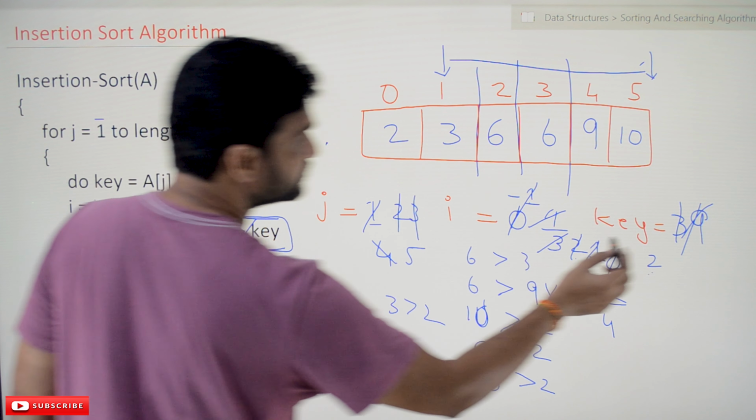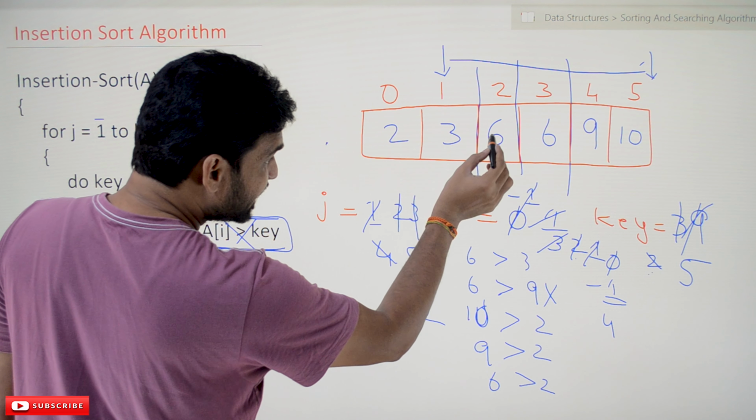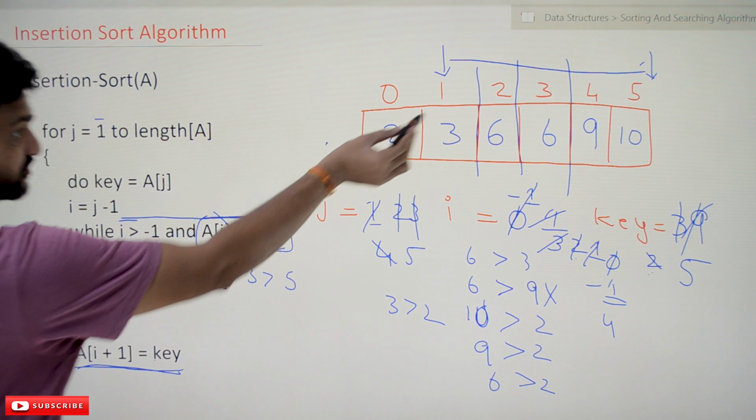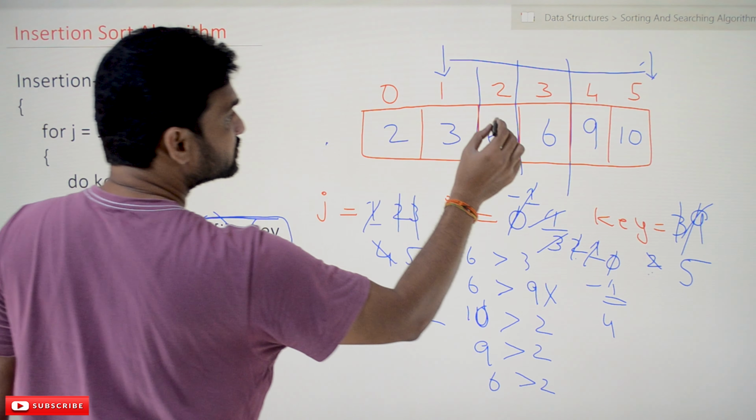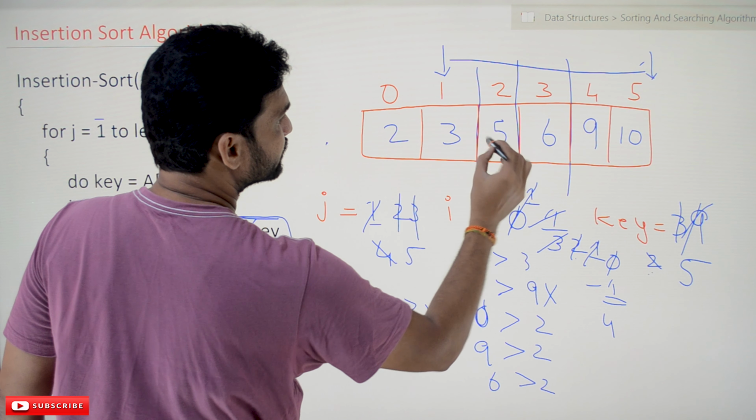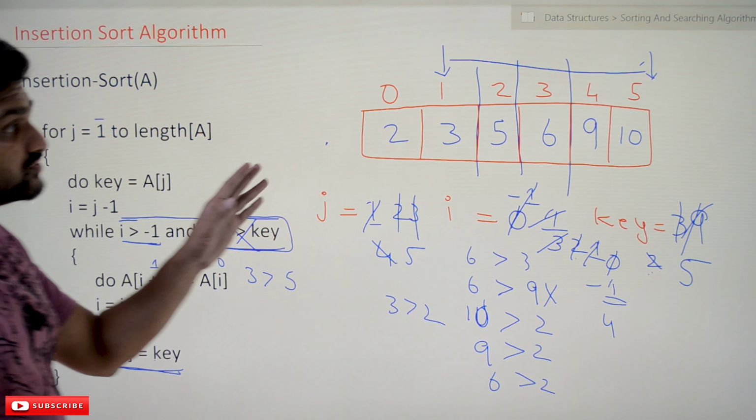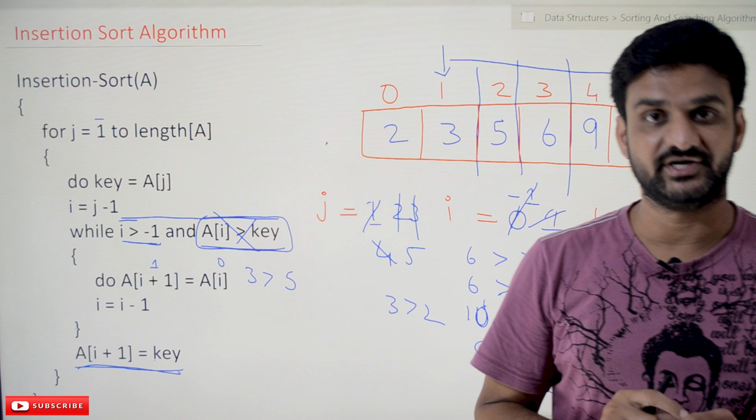What is the key value? Key value is 5. So the key has to be placed in this position. Now this one will be overwritten with 5. Okay, so this is how the elements are now in sorted order. This is how insertion sort works.